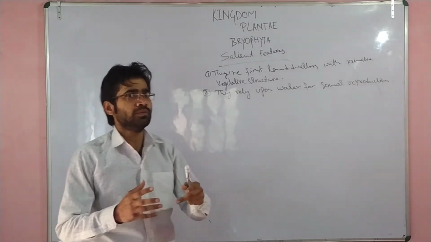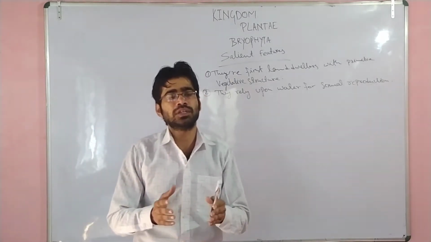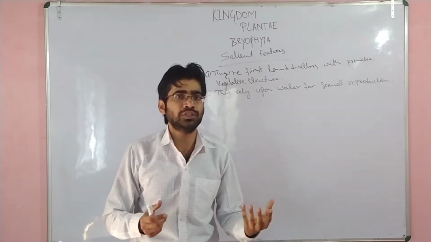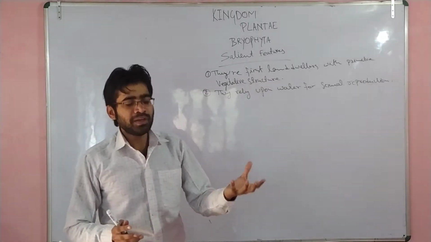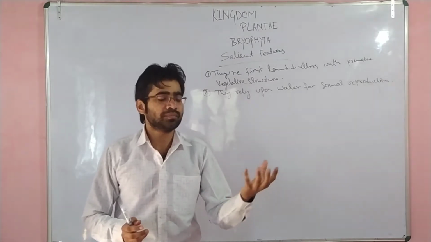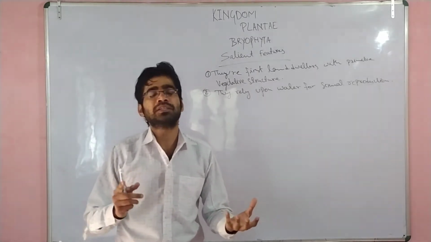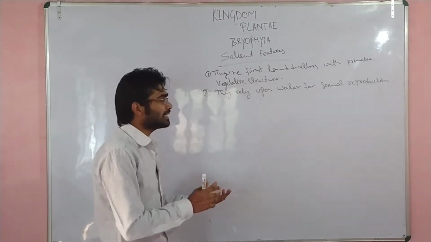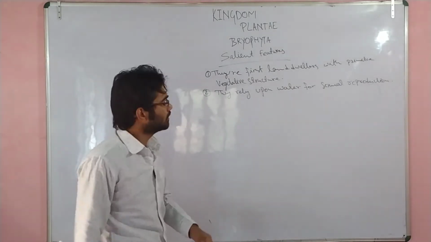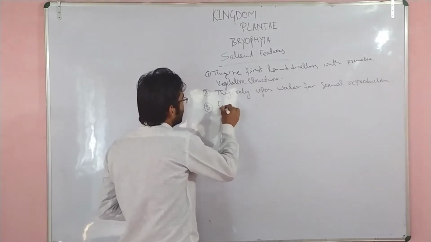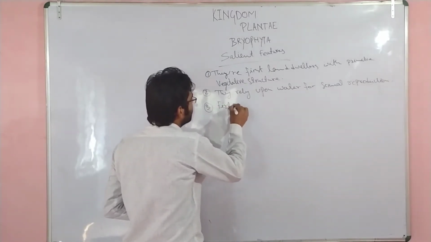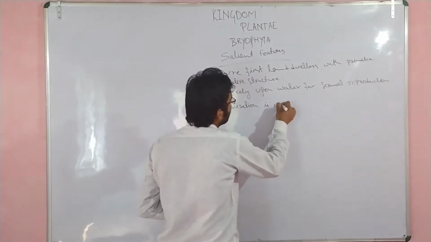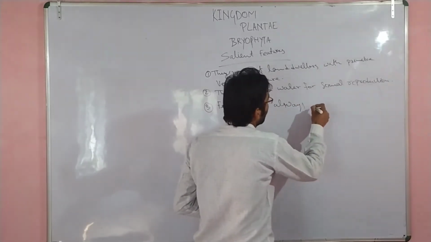Oogamous, you must be aware of the term oogamy. One of the gametes is motile and the other is stationary. The female gamete, the macrogamete or megagamete, remains stationary. The male gamete, the microgamete, shows motility, and fertilization always takes place in the archegonium chamber. So fertilization is always oogamous type.